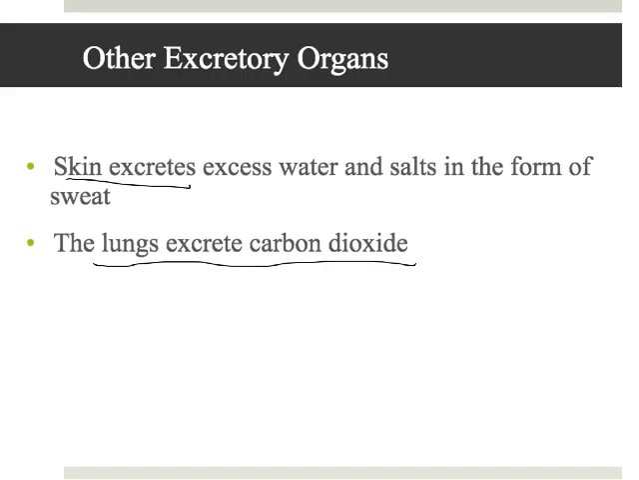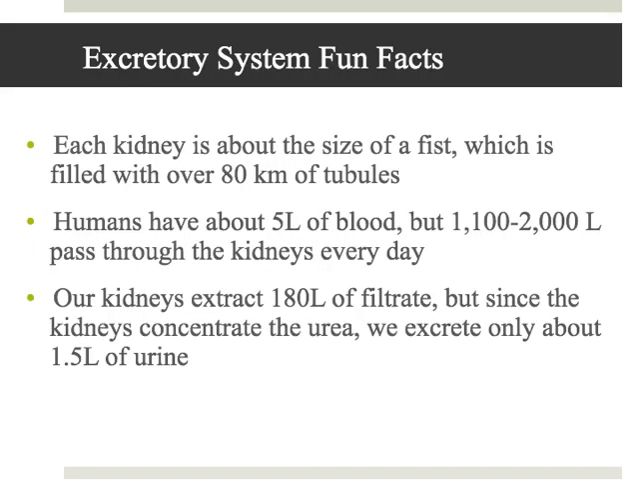And finally, I thought I would close out with some fun facts. Each kidney you have is about the size of your fist. However, even though it's that small, you have about 80 kilometers of tubules in that kidney. So again, we're trying to increase surface area, lots of room to filter our blood if we have 80 kilometers of tubing per kidney.